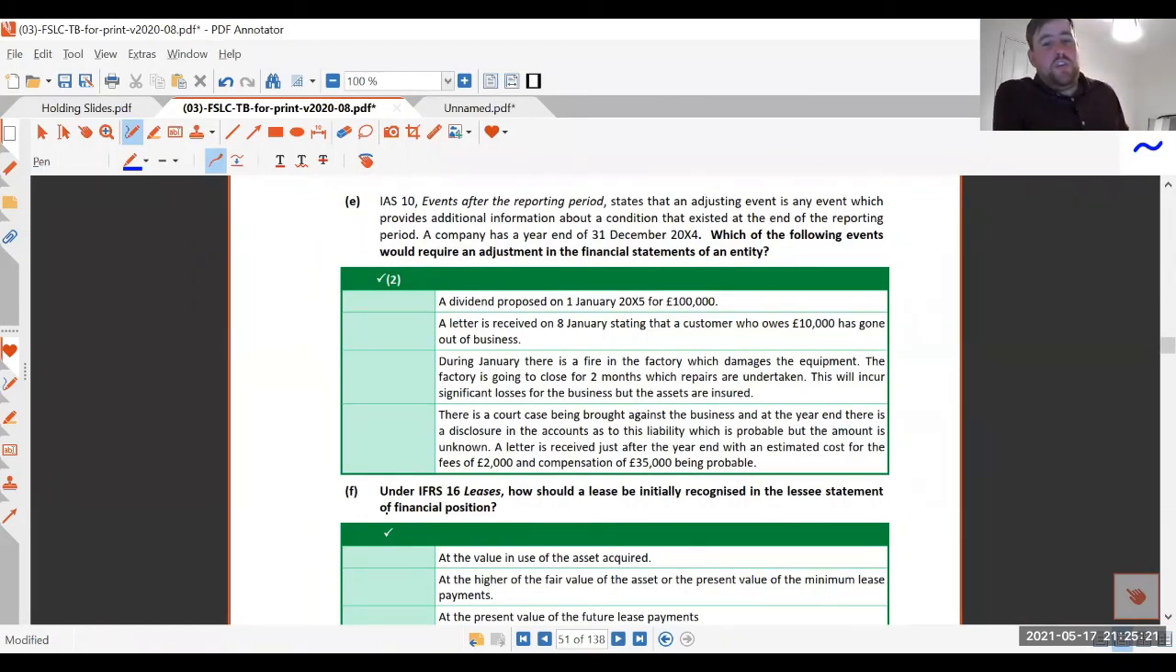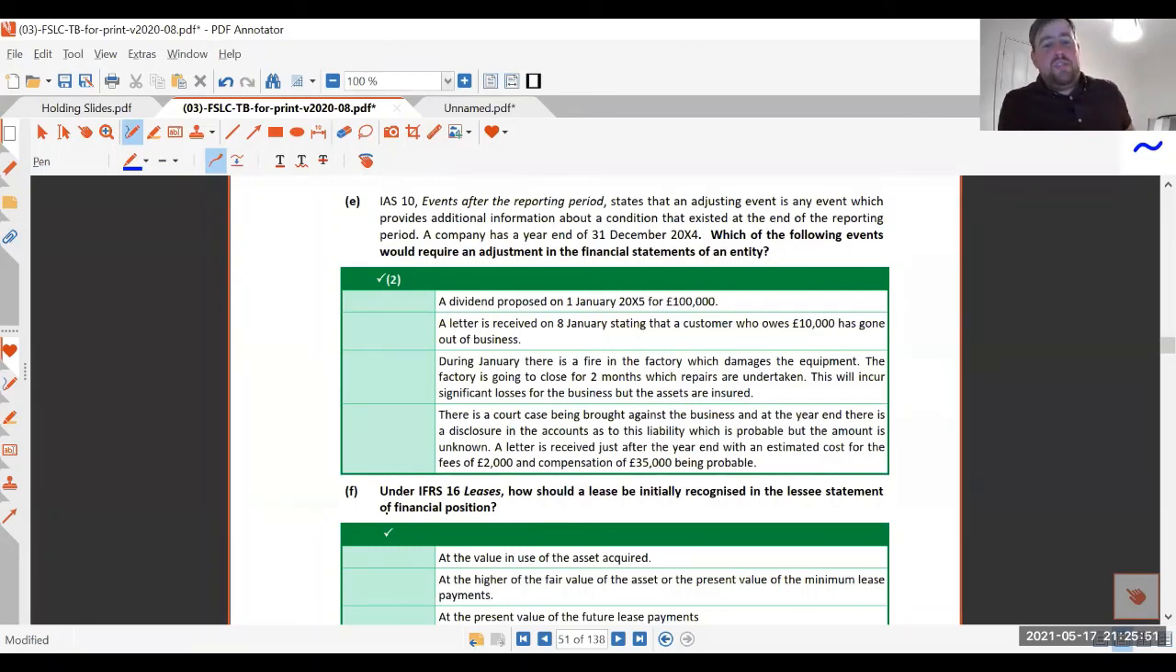Dividend proposed on the 1st of January 20x5. No way. One, it's only proposed, and two, it's after date anyway, right? So yeah, absolutely, we're ignoring that. That's no good at all. There's no pre-existing condition there. Nothing in our period that would relate to that. So no good. We're leaving that one alone.